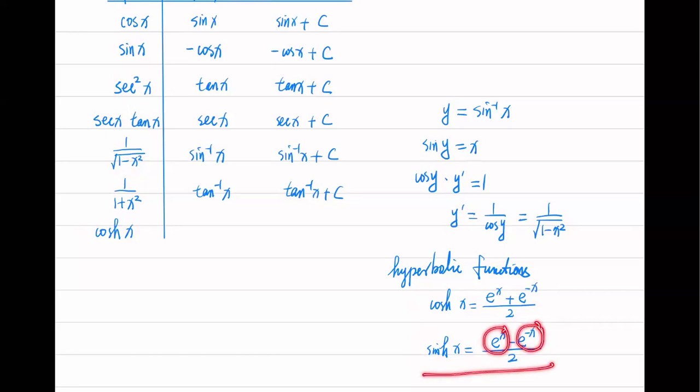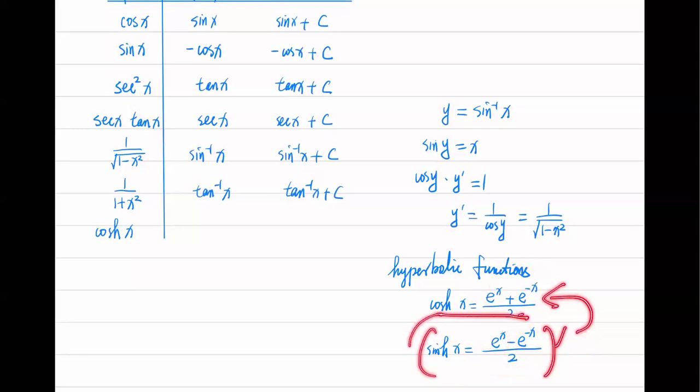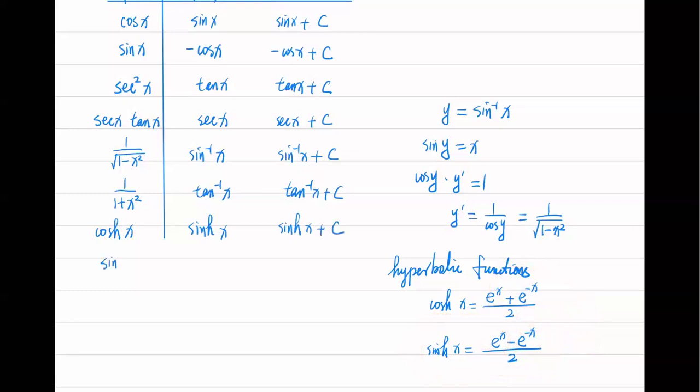And so apply chain rule, it will be -1. So -1 cancel with each other, we get a positive. So if you take a derivative of this hyperbolic sine, we get hyperbolic cosine. So if we go backward, we get a hyperbolic sine.